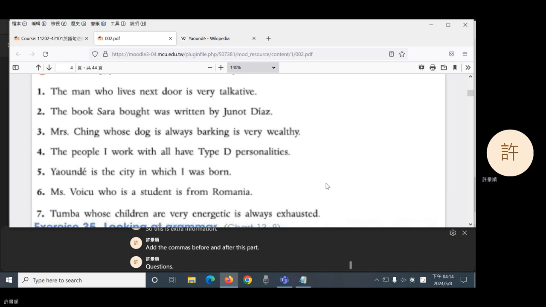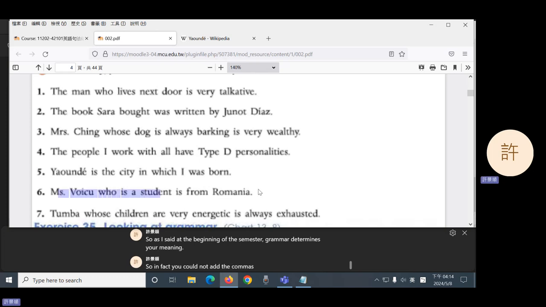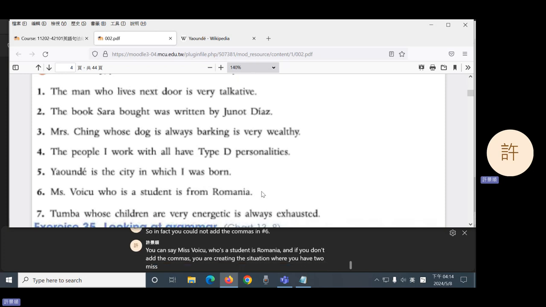So as I said at the beginning of the semester, grammar determines your meaning. So in fact, you could not add the commas in number six. You can say Ms. Voisu, who's a student, is from Romania. And if you don't add the commas, you are creating the situation where you have two Ms. Voisus, and one of them is a student and the other is not.